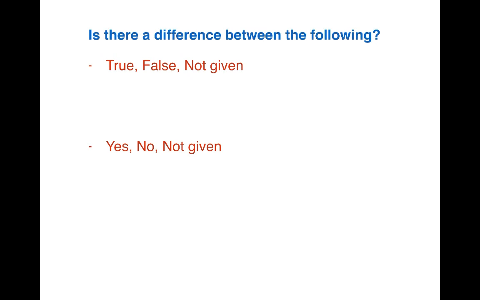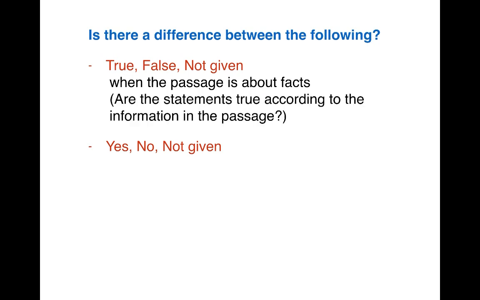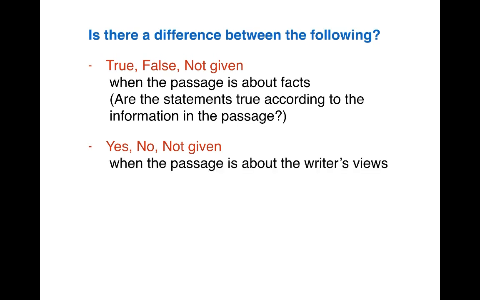They use true, false when the passage is about facts. Is this statement true according to the passage or not? So the question will say something like this: are the statements true, false or not given according to the information in the passage? On the other hand, the exams use yes and no when the passage is about the writer's views or opinions. So it's not about facts this time, it's the writer giving some views.